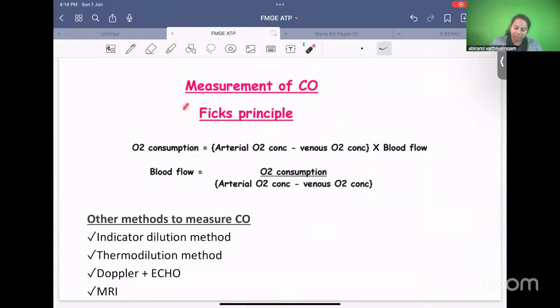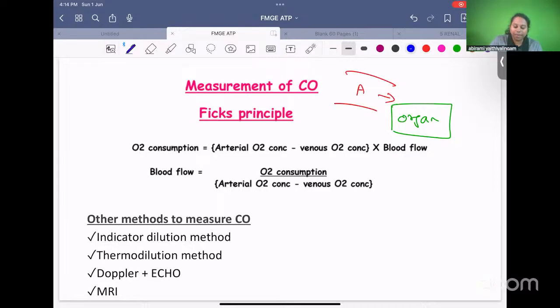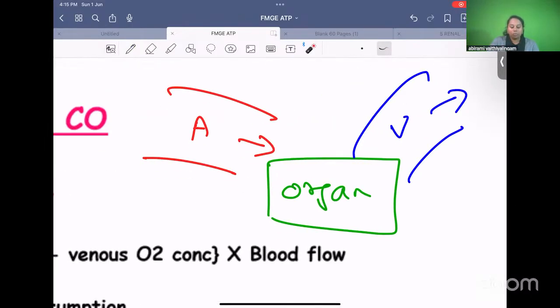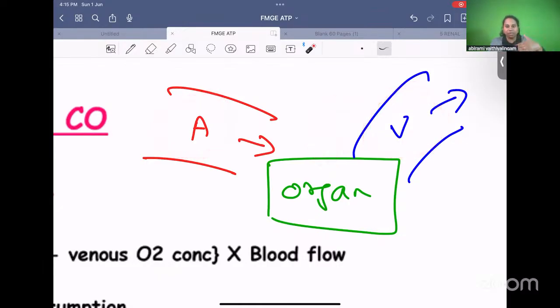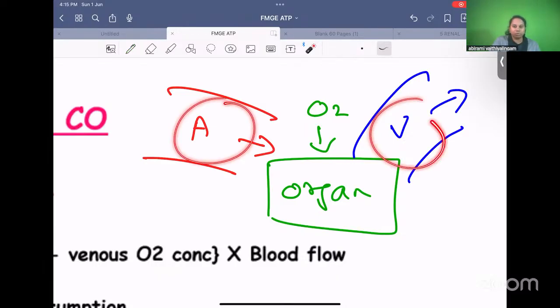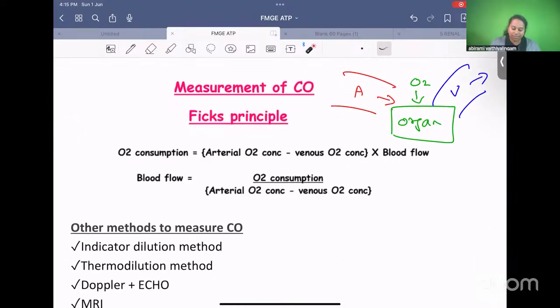By Fick's principle. What is Fick's principle? If there is any organ, arteries are bringing blood into the organ and veins are removing this. If you want to know how much of oxygen this organ has consumed, what will you do? You subtract arterial and venous. Arteries bringing in oxygen, veins are removing it. So if you want to know how much oxygen is consumed by this organ, you have to subtract this both. So arterial oxygen minus venous oxygen is oxygen consumption.